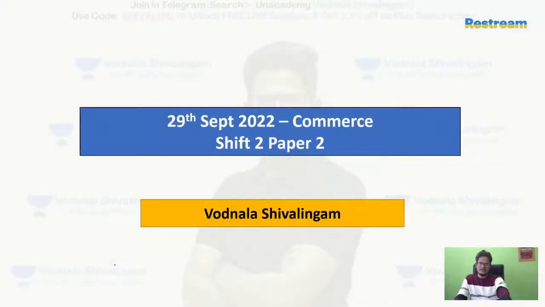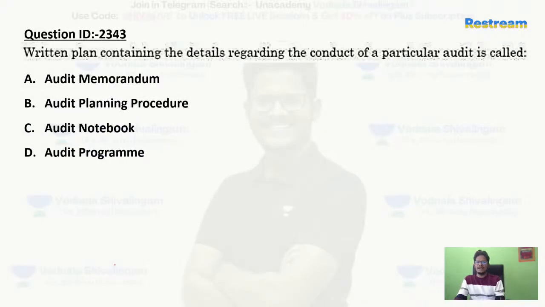Next, second shift questions. Question number one. A written plan containing details regarding the conduct of a particular audit is called: audit memorandum, audit planning procedure, audit notebook, or audit program.